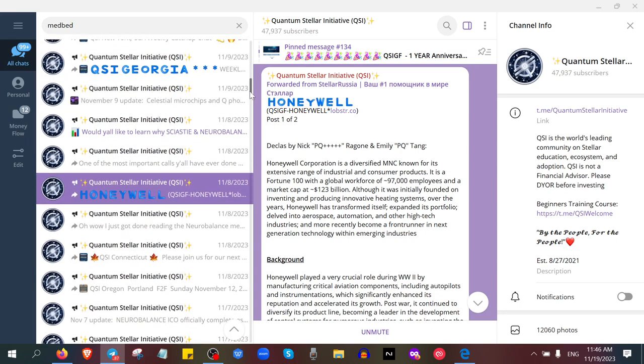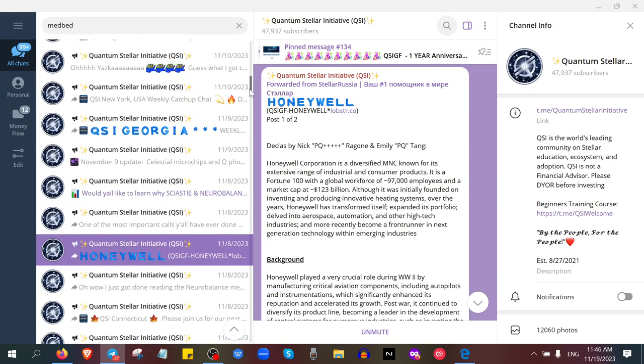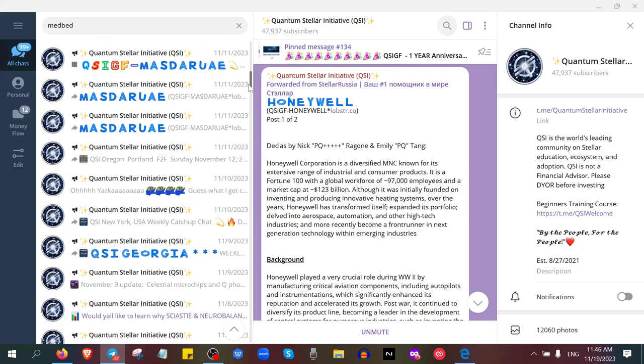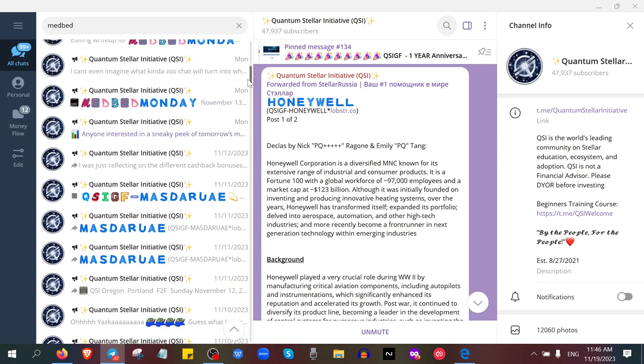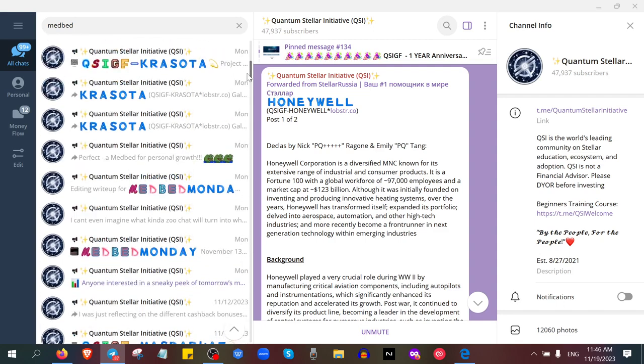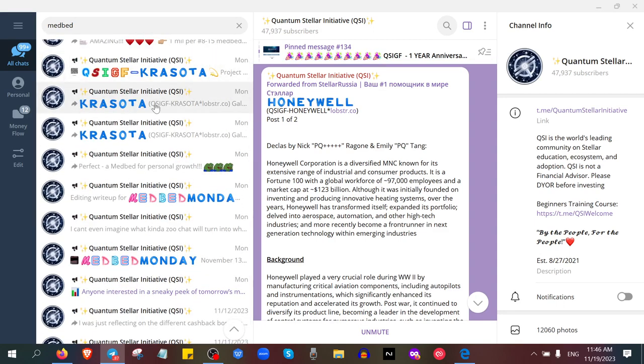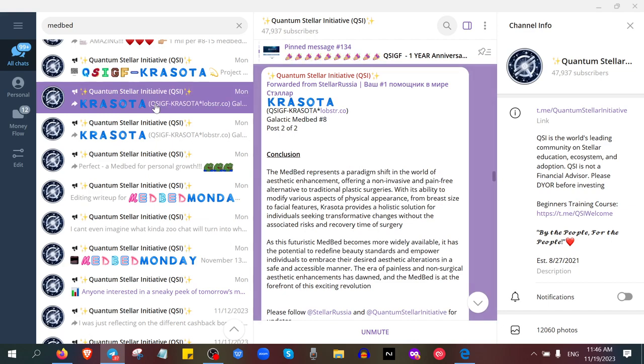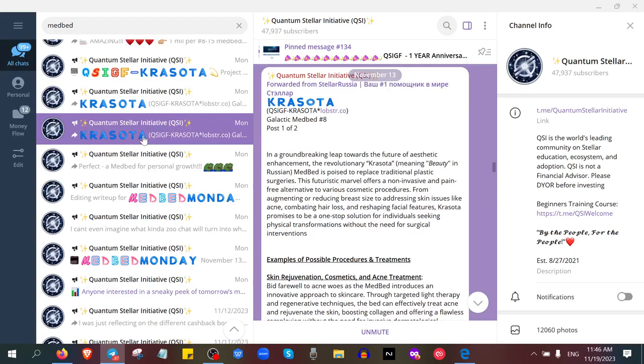And let's move now to the last Medbed I'm going to share with you today. And this Medbed is also pretty amazing in what it does. And I think you will be very surprised by what it can do. So the eighth Medbed is called Crasota.